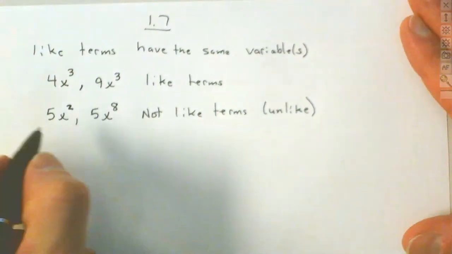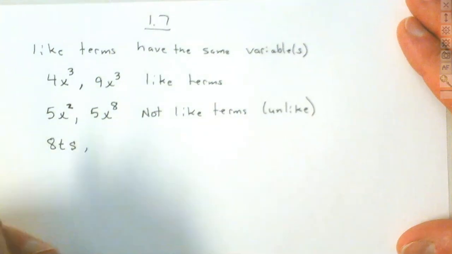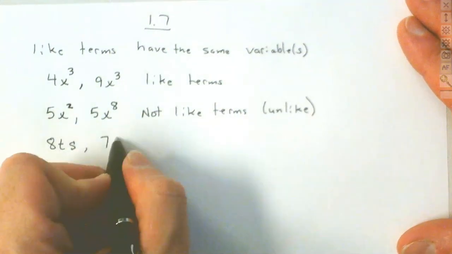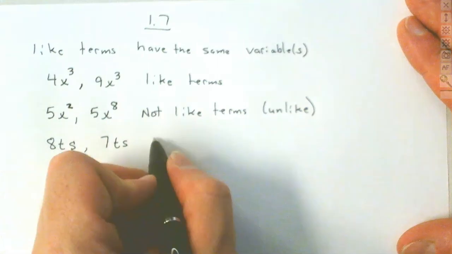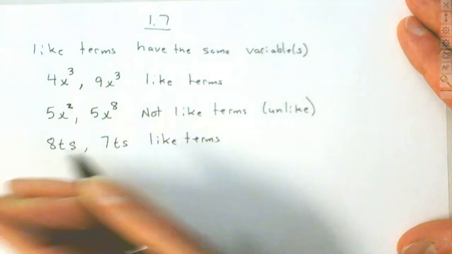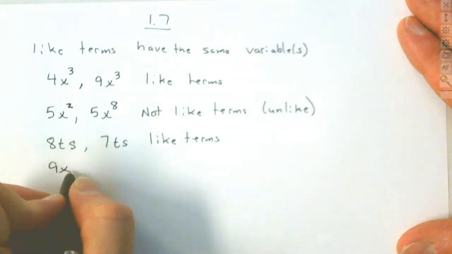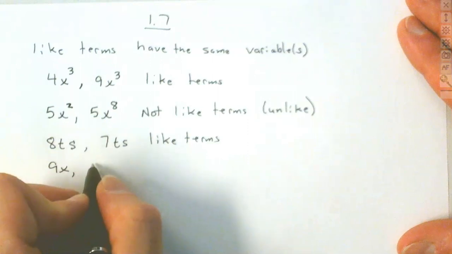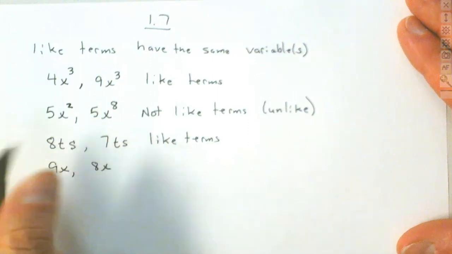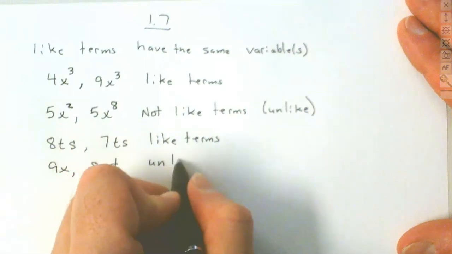These would be like terms. 8ts and 7ts. These are like terms. These are not like terms. These are unlike terms. So let's look at the difference here.